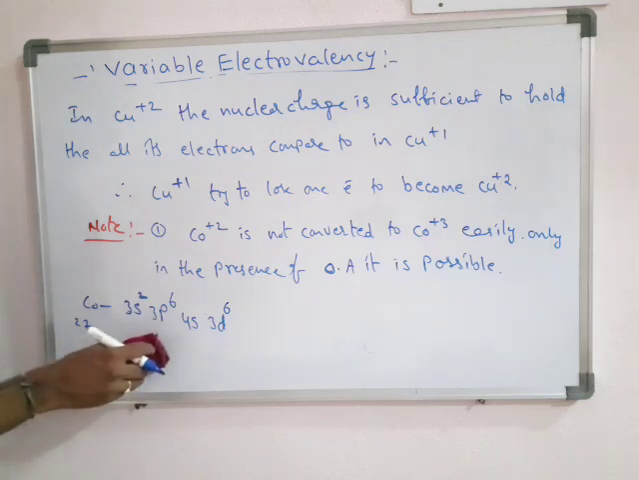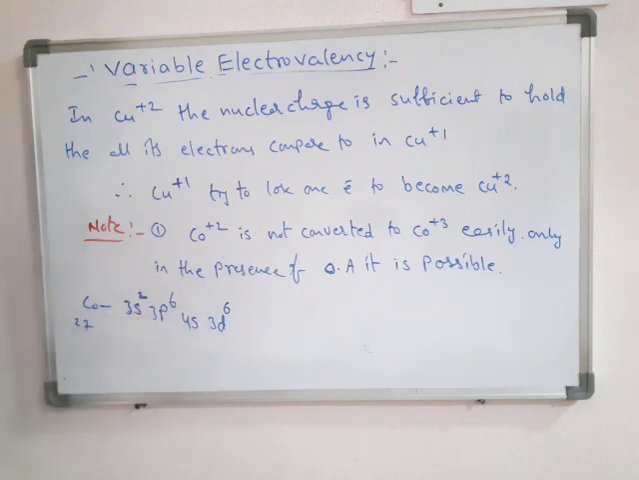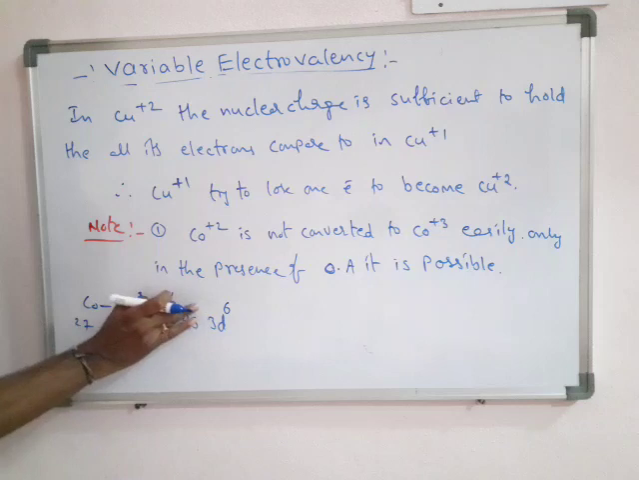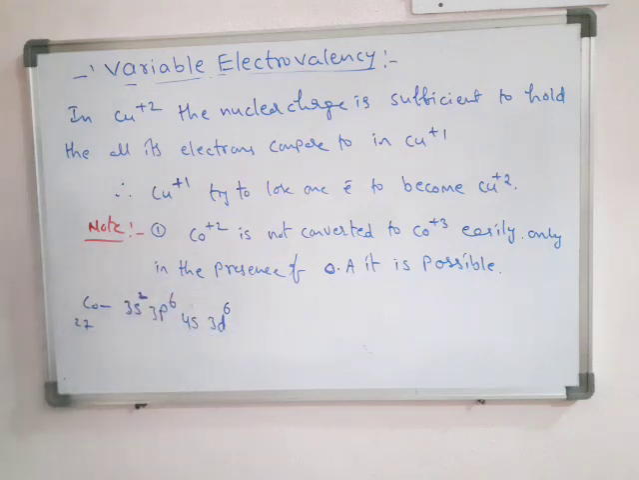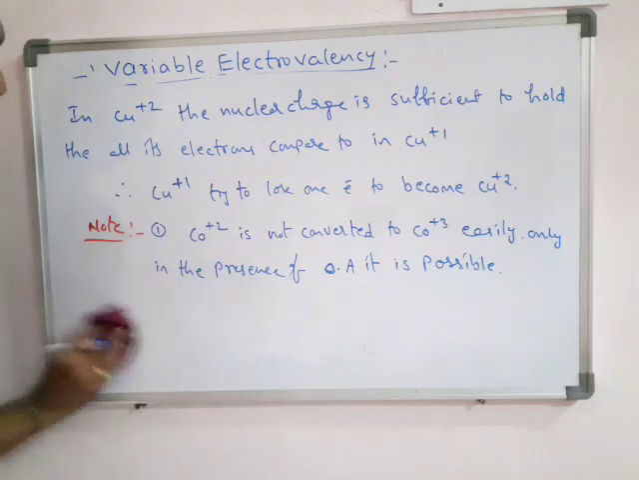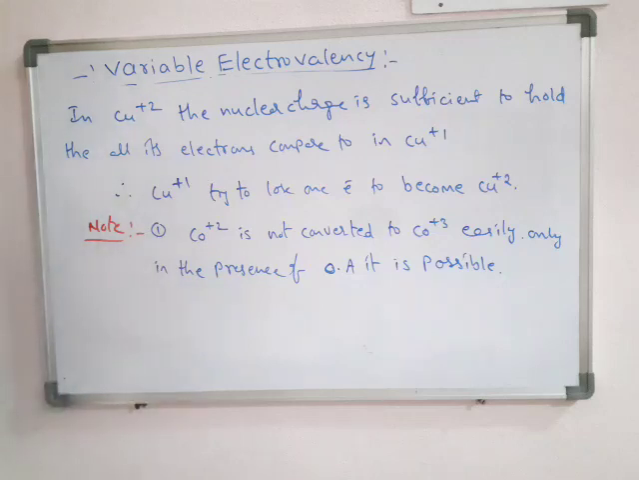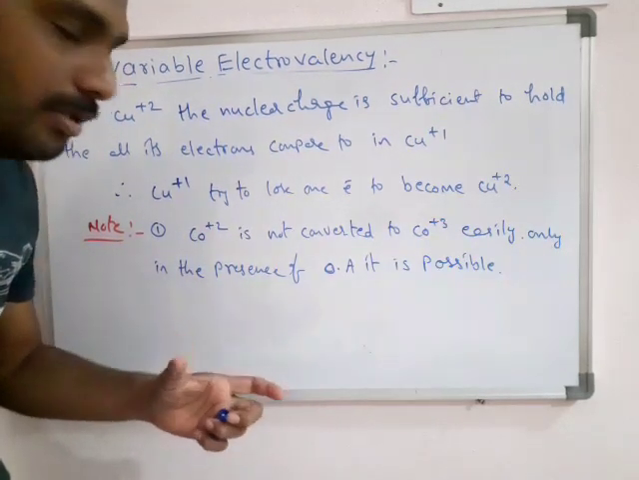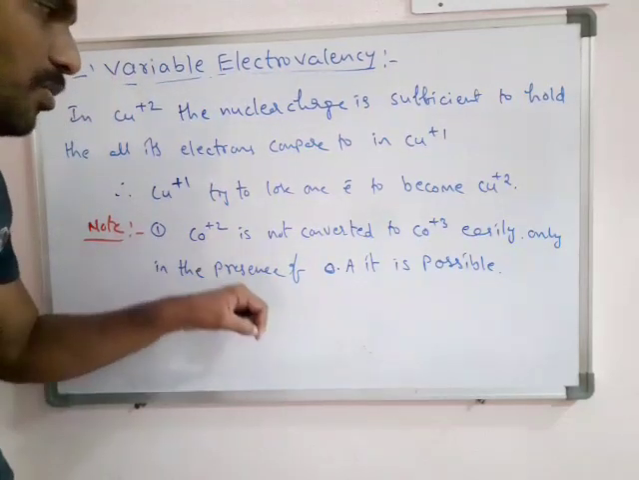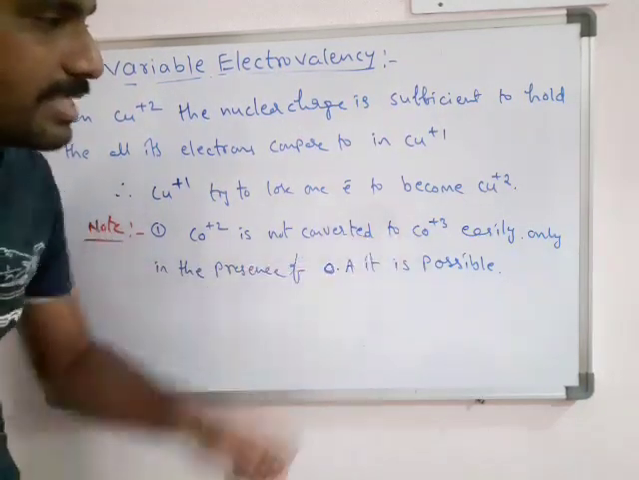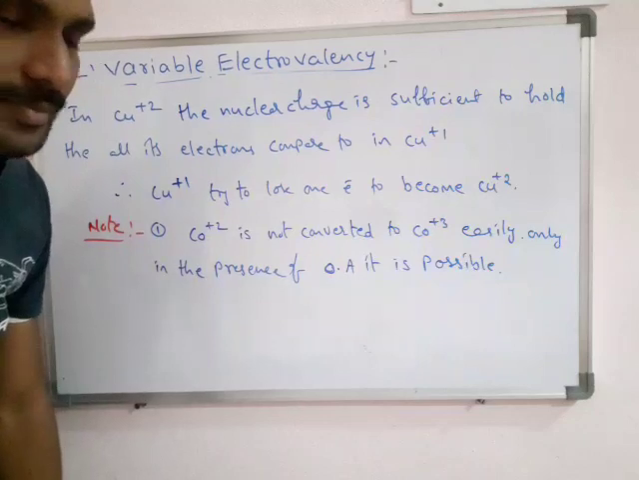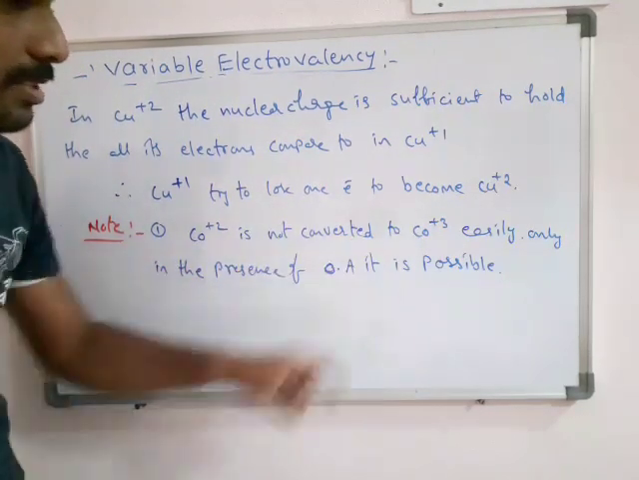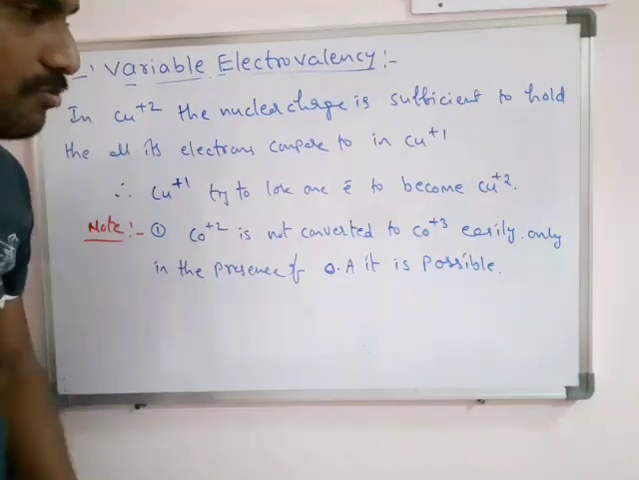By losing how many electrons? 2 electrons are lost. If one more electron is lost, it becomes 3d6. But it is not stable in the case of cobalt. In the case of cobalt, Co plus 2 is more stable than Co plus 3. That's why Co plus 2 is possible more, not Co plus 3. Only in rare cases is Co plus 3 found.